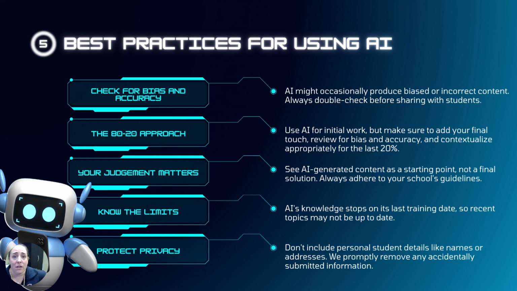Your judgment does matter. So again, making sure that what you're picking up in AI, if you look at it and you think, that doesn't seem right, you're probably right. So just make sure that you're using your best judgment. Also knowing the limits of the AI. So remembering that the knowledge stops on the last training date. So you might not be getting the most up-to-date information. So again, we want to make sure we're checking it. And we also want to make sure we're protecting our privacy and our students' privacy. So don't ever include personal information in anything you're putting into an AI or a chatbot.